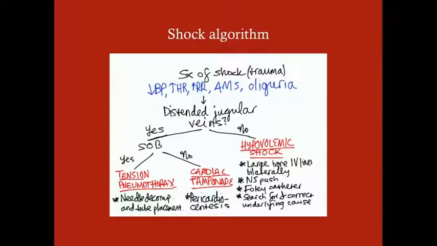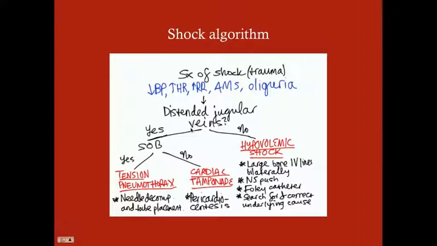So here's a shock algorithm you can use for trauma. So remember your typical symptoms of shock: reduced blood pressure, increased heart and respiratory rate, altered mental status, oliguria. First thing to ask yourself, do you have distended jugular veins? It's the first thing to ask yourself, because if the answer is no, the answer is hypovolemic shock in most cases. And so with hypovolemic shock, we'll start IV lines. If we haven't already, we'll start to push fluids, get in a Foley catheter to make sure that the patient is producing urine, and then you want to search for and correct the underlying cause.